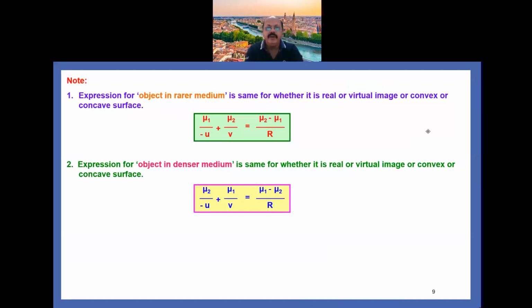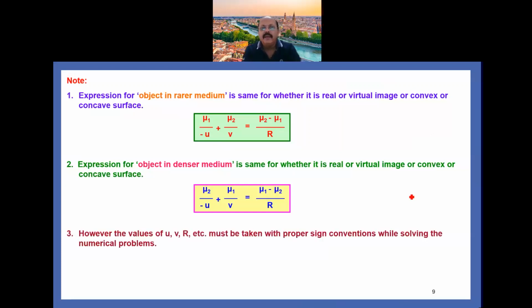So you have to remember these formulas also so that we can use them for deriving the lens maker's formula. Third one is, however, the values of u, v, R, etc. must be taken with proper sign conventions while solving the numerical problems. So these formulas you have to remember, and when you solve the numericals, then further you have to take the proper sign conventions so that the formula can be generalized.